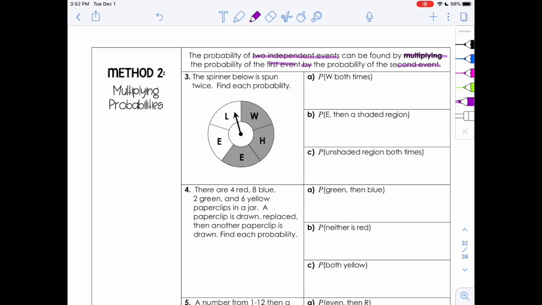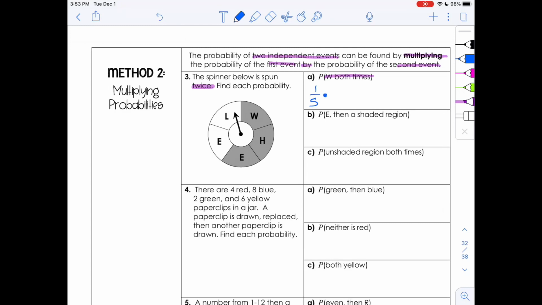So taking a look at the spinner is spun twice. Find each probability, A, B, and C on the left. So you can see when we spin the spinner, it can land on a letter or a shaded region. So A says to find the probability that you land on W both times. So when you spin it the first time and you land on W, that's 1 out of 5, because you have one section out of your 5 total that has a W.